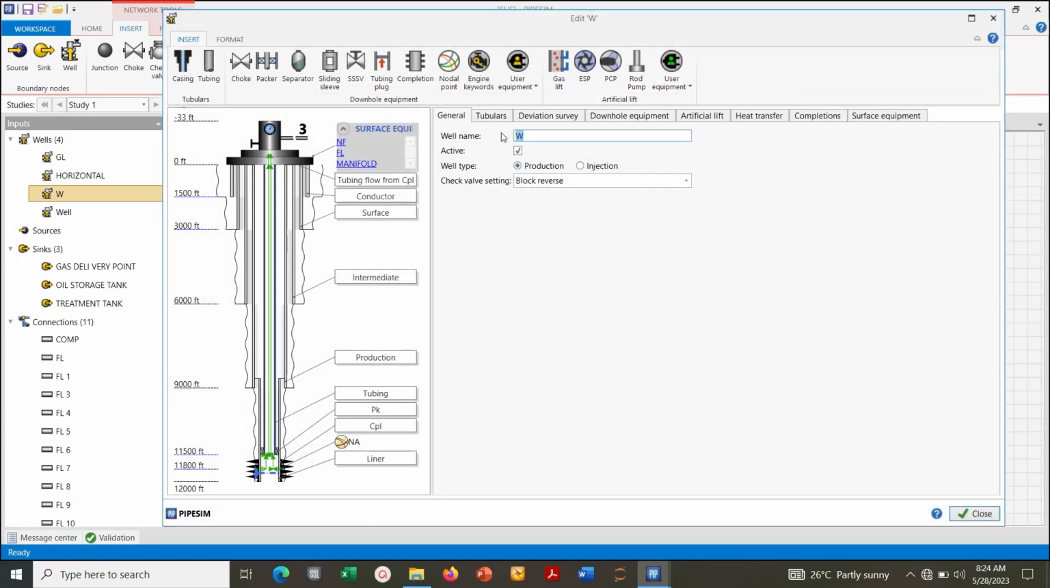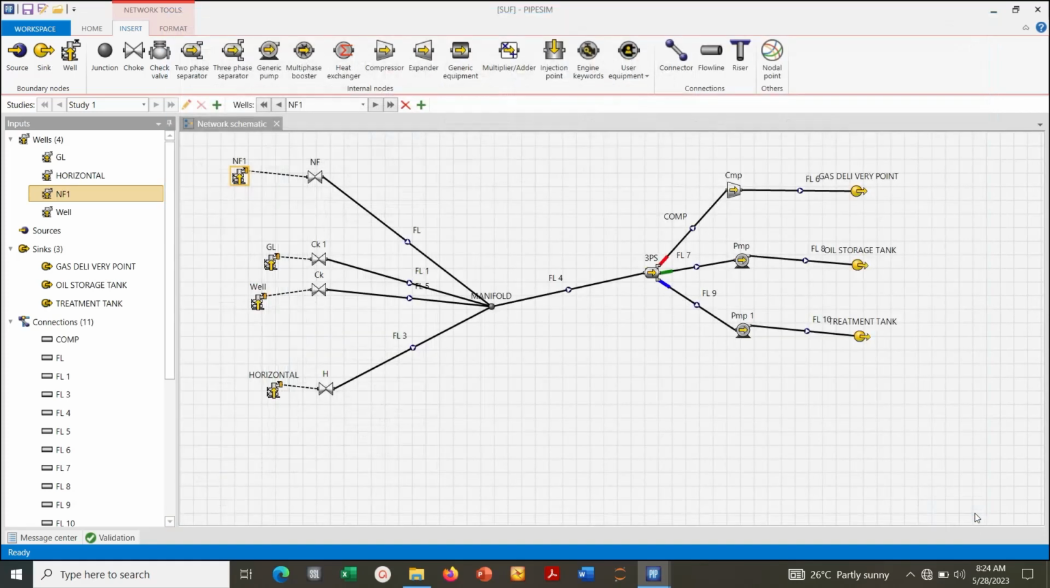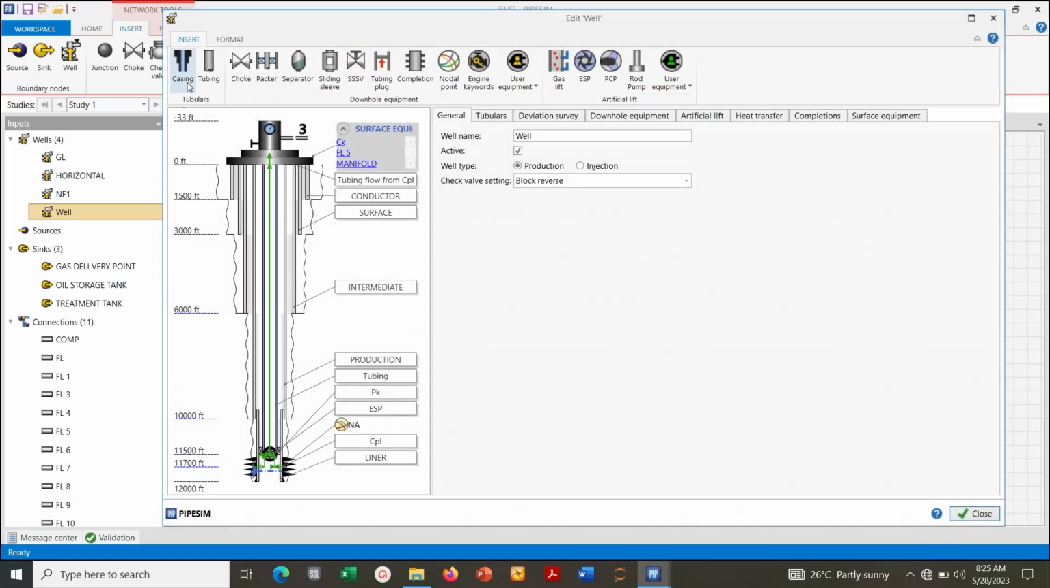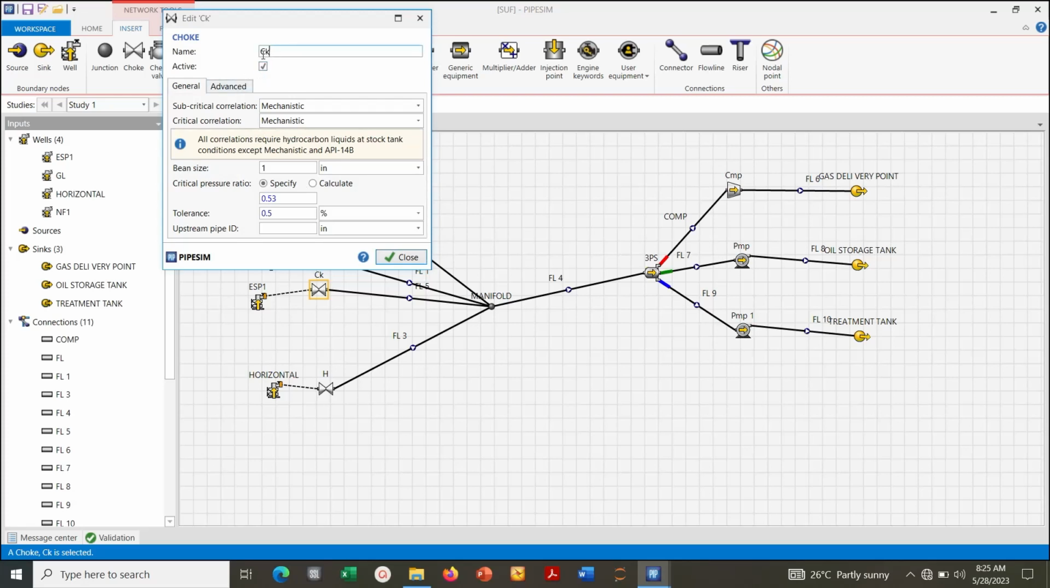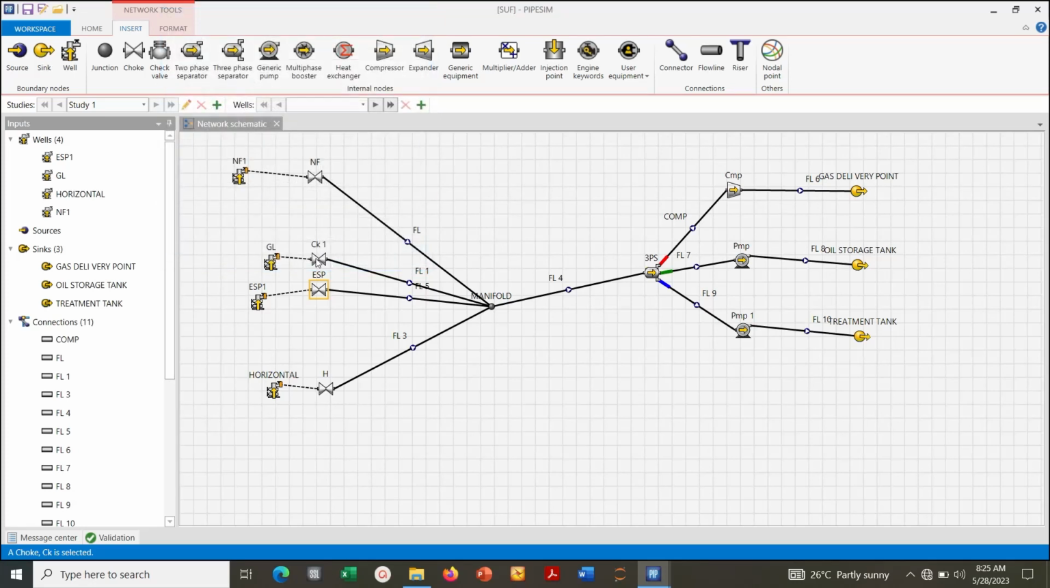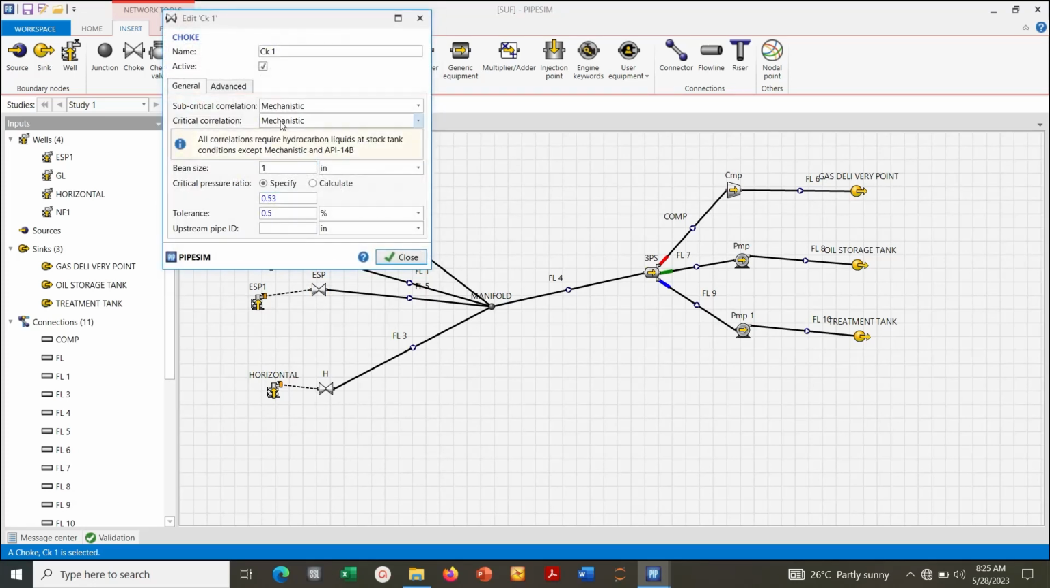So change it as natural flow 1 and this one too. ESP, ESP1, and then the choke ESP. So the choke and the well must not have the same name. Let's take note of that.